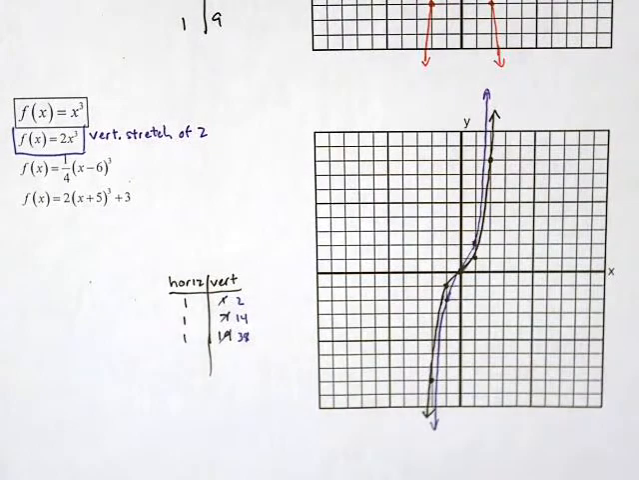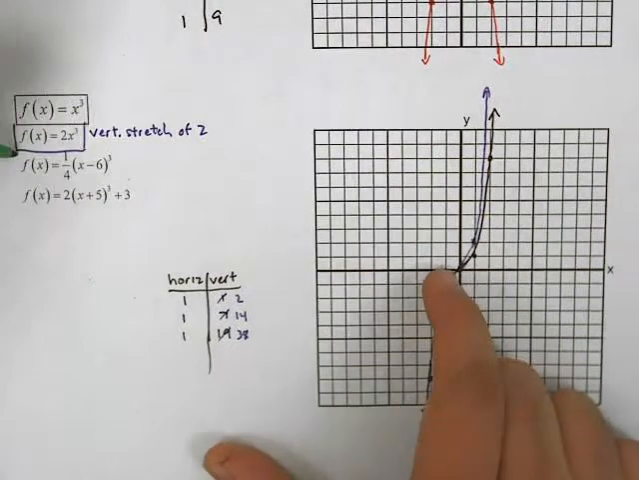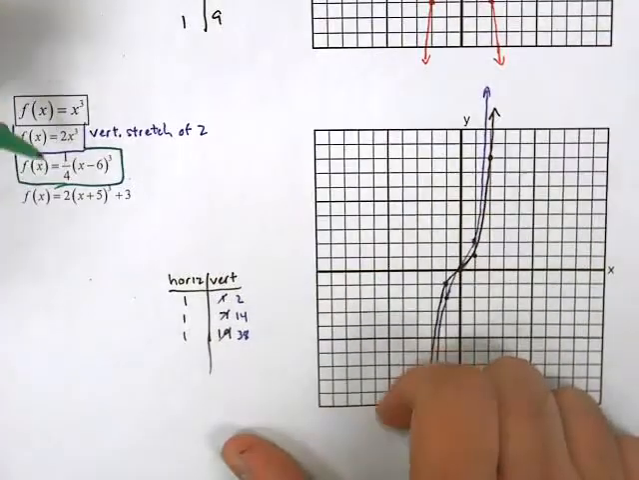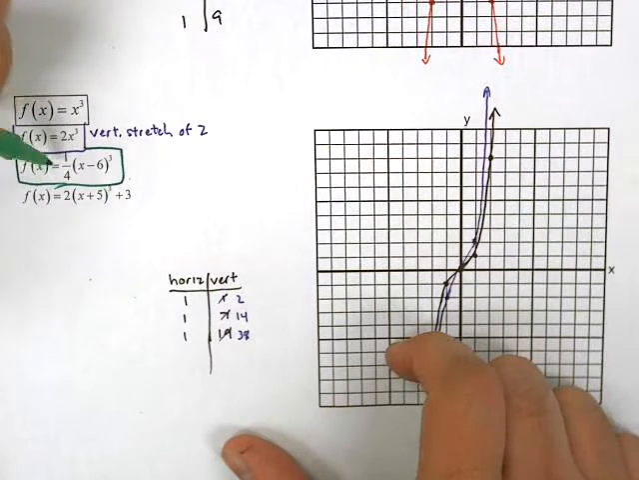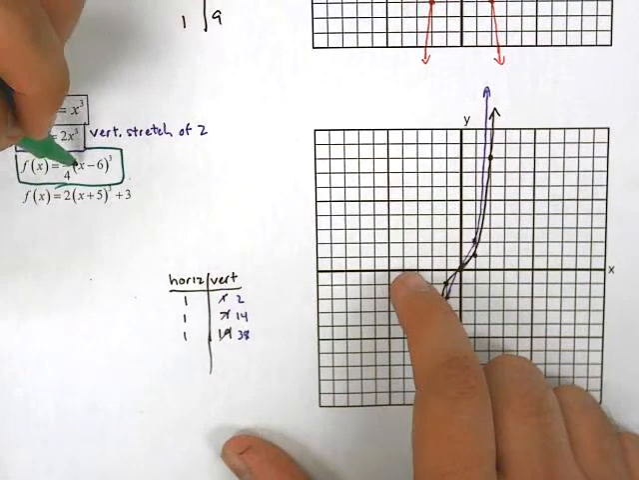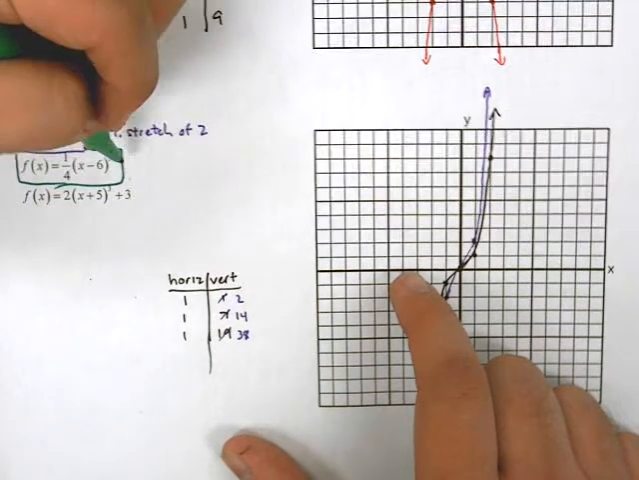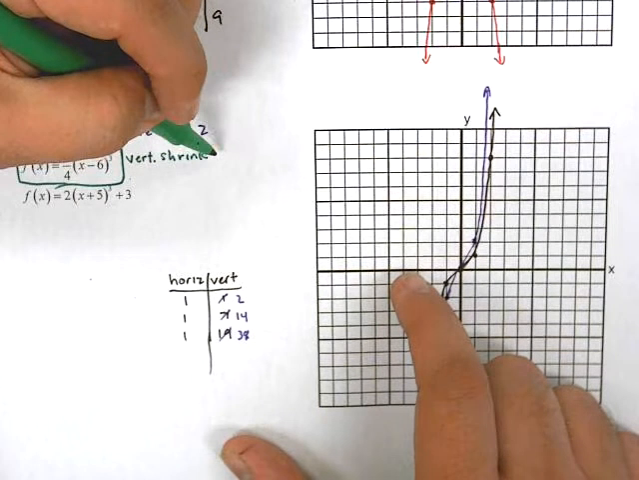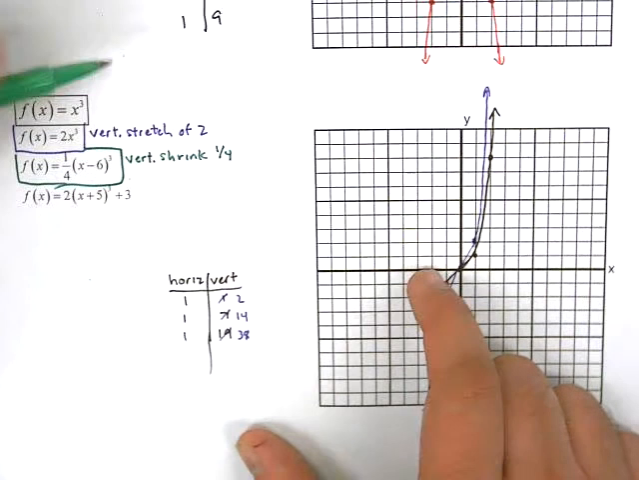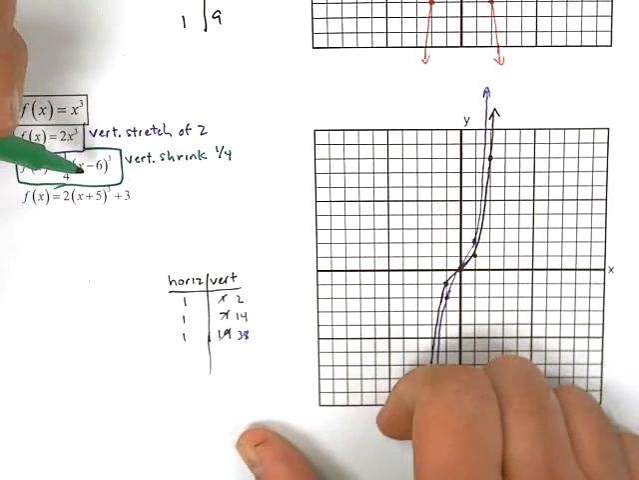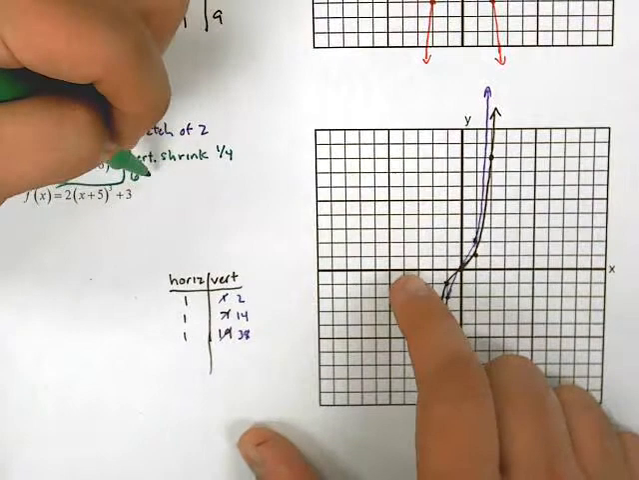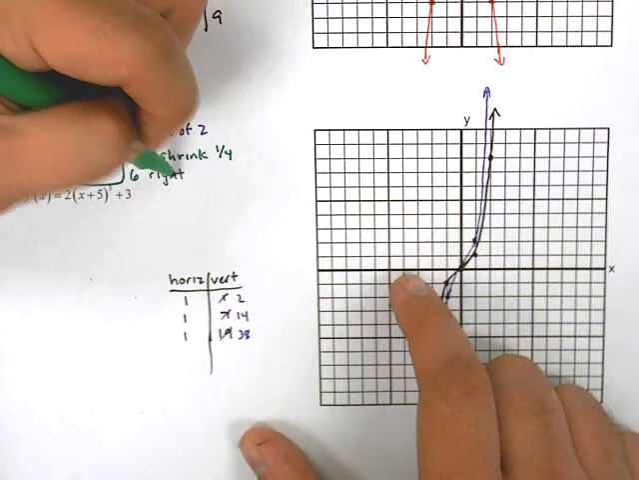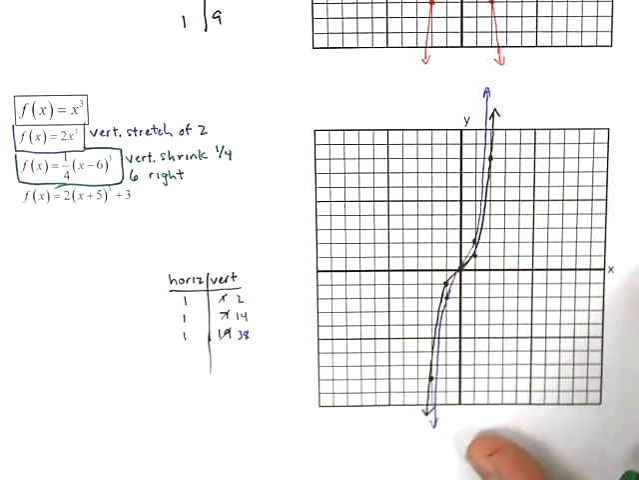Okay? How about this next one? We got a couple things going on here. I definitely see a 1/4 being multiplied outside of the function, which is cubic. So this is going to be a vert shrink of 1/4. And how about this minus 6 inside the function? That's 6 to the right. Okay? So two things happening.